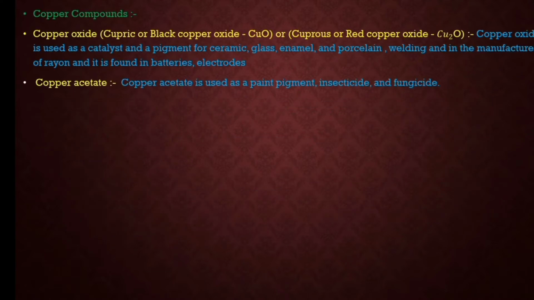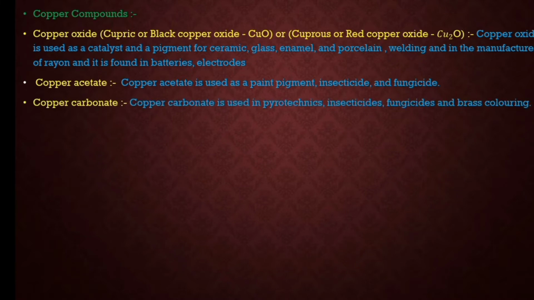Copper compounds like copper oxide. Copper in the form of cupric, or black copper oxide, means CuO, and cuprous means Cu2O. Cuprous is also known as red copper oxide and cupric is also known as black copper oxide. Copper oxide is also used as a catalyst and also a pigment.